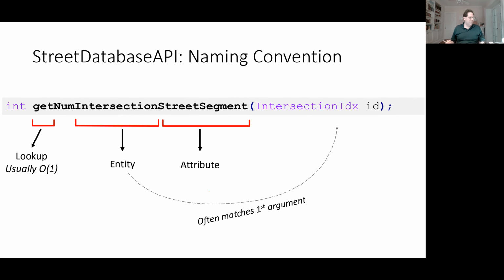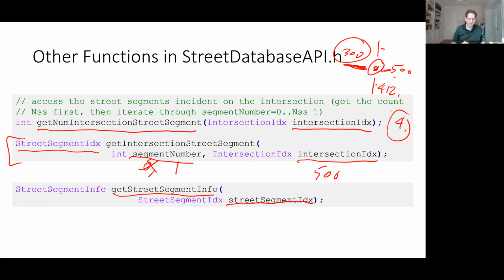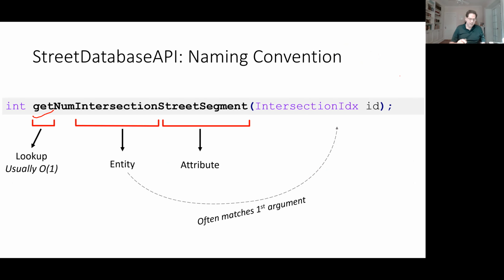Okay, there is a naming convention that we're using in these functions. So this function get num intersection street segment, that's the one that I told you, for example, would return 4 for the case I showed you. So how many street segments interact with this particular intersection? Let's break down its name. So it starts with get, which by our convention in this API means it's a lookup. So it's going to get you some data. And our lookups are fast. They're usually order 1.